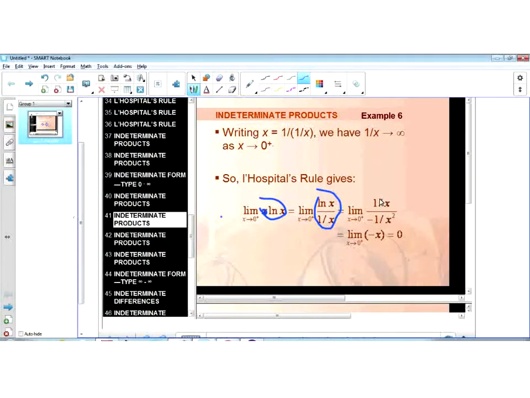So this function right here is equivalent, and it's a rational function. And now you can invoke L'Hopital's rule by taking the derivative of upstairs and downstairs. So that's 1 over x divided by negative 1 over x squared. And then when you simplify this algebraically, it becomes negative x. So the limit as x approaches 0 from the right of negative x, of course, is 0. So that's the resolution of an indeterminate product.